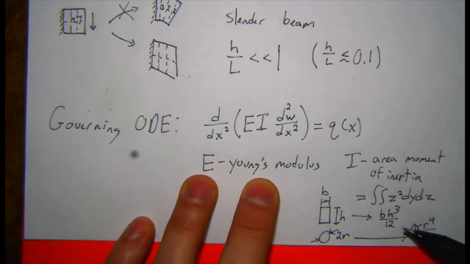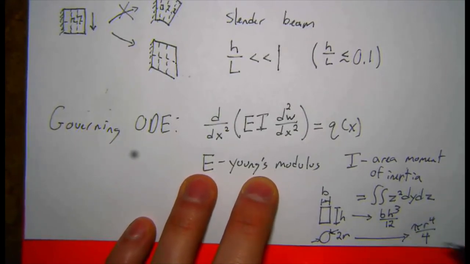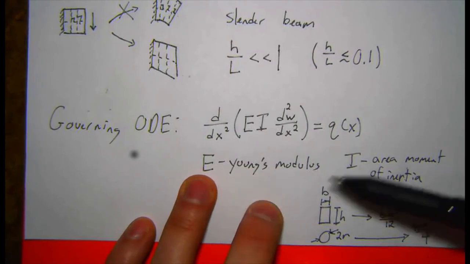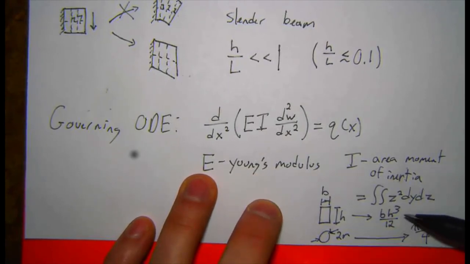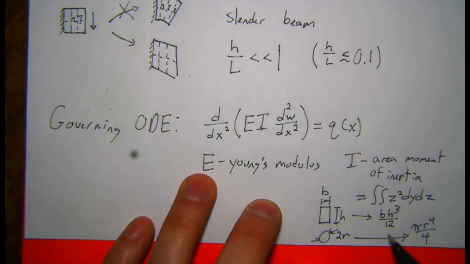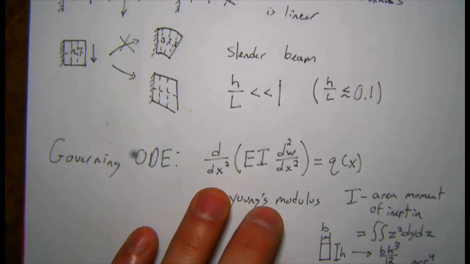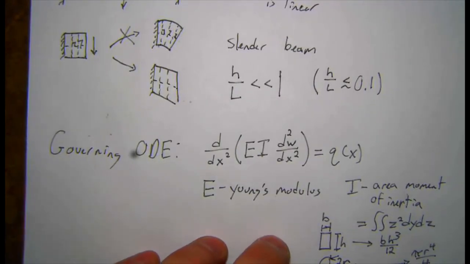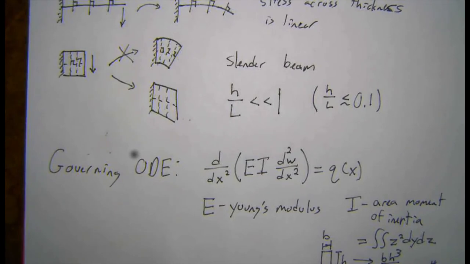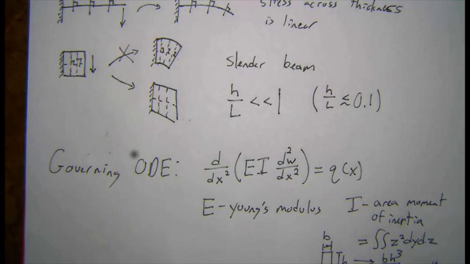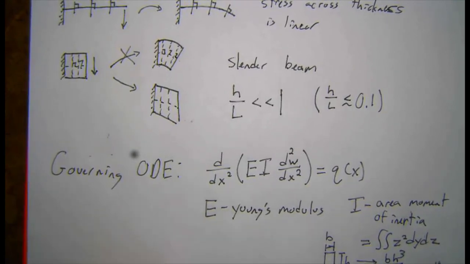What's important to note from here is that if I decrease the height or the radius of a beam that I'm taking and bending, the stiffness will be decreasing cubically. So if I make the beam half as thick, it'll be 8 times less stiff. And that's coming from this area moment of inertia.